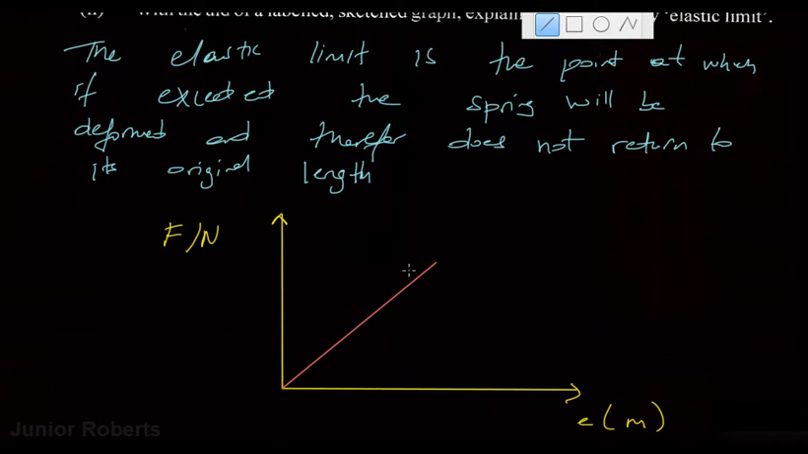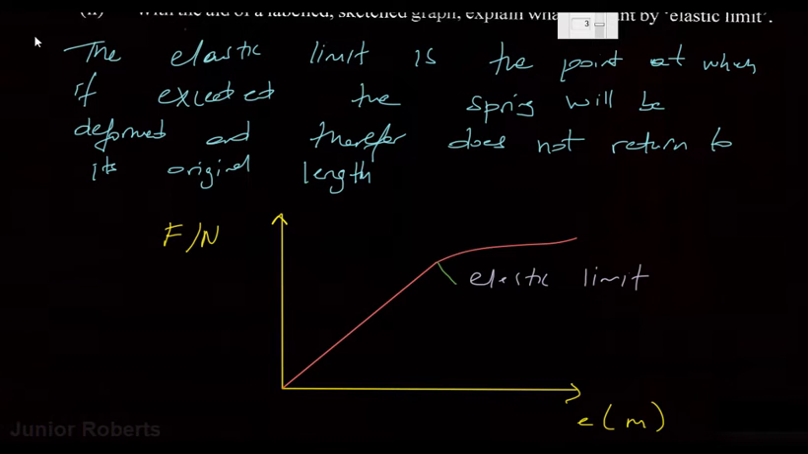Now there's going to come a point in which, if we exceed that point, we're going to see that with a small force our extension will be large. So we're going to get something looking like this. So for a very small force, we're getting a large extension. And this point right here would be our elastic limit. So now let's continue.